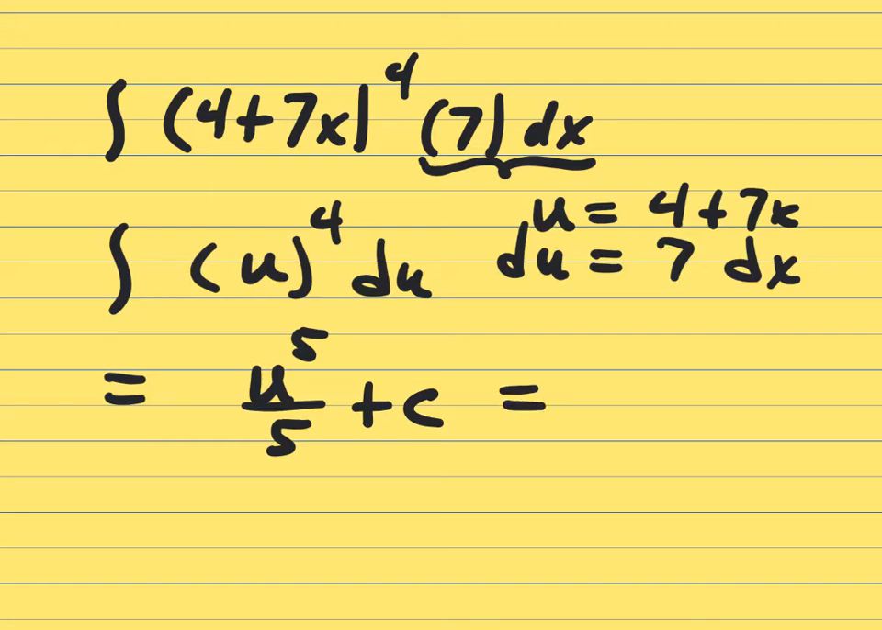And like that cliche, you always dance with the one who brought you, change your u back into terms of x, and that gives us 4 plus 7x, all raised to the fifth, over 5, and then don't forget the constant of integration.